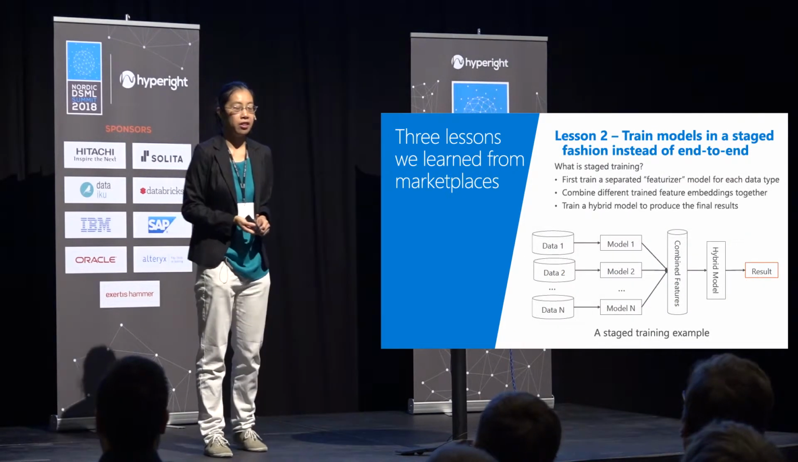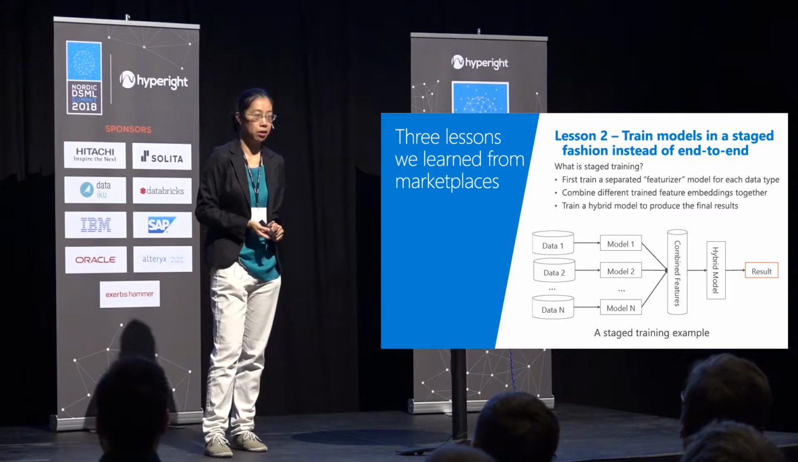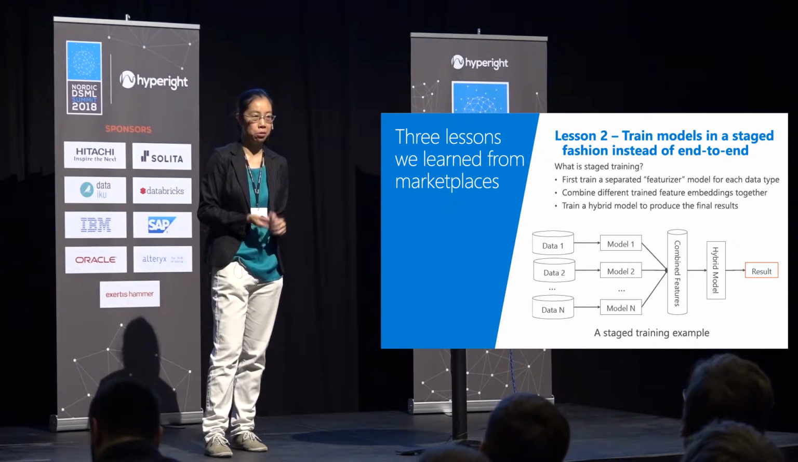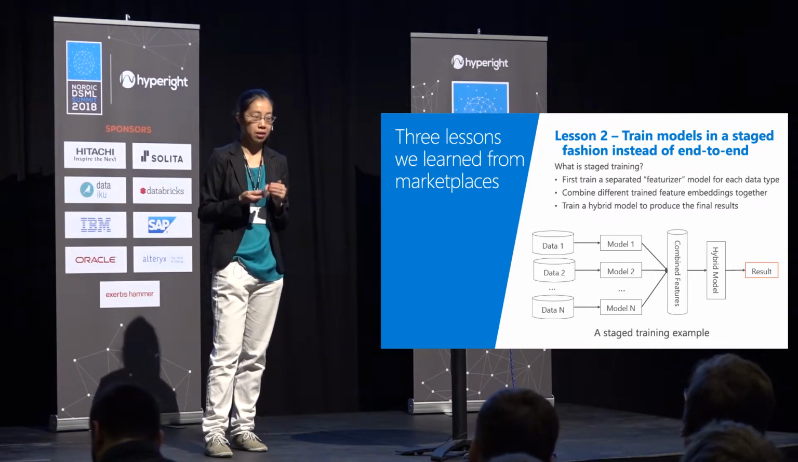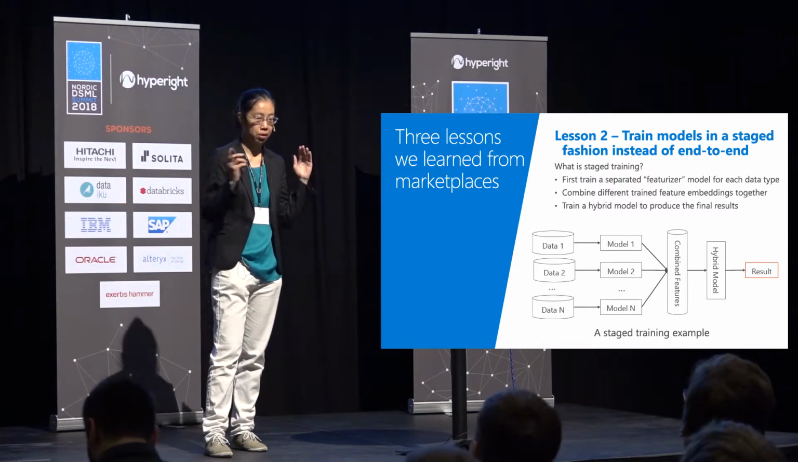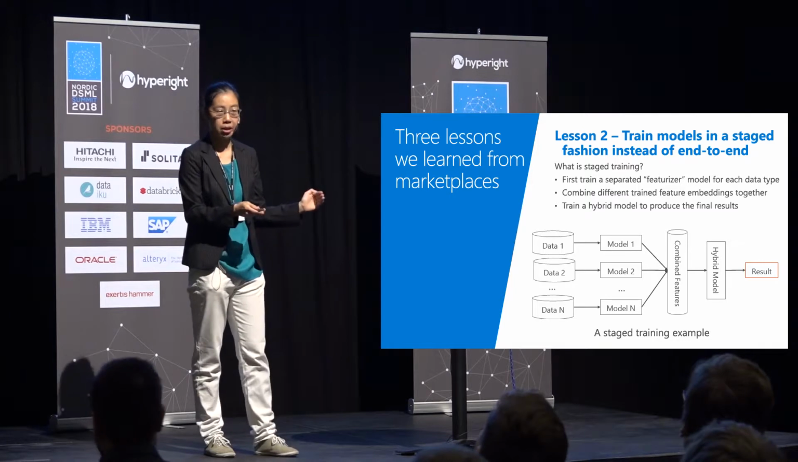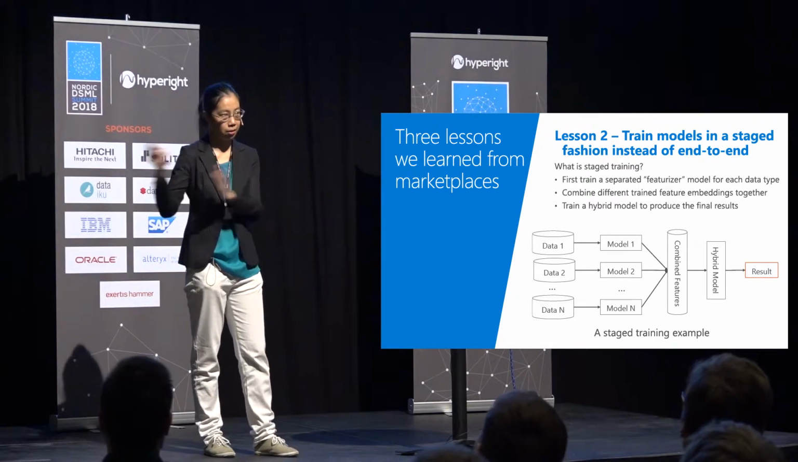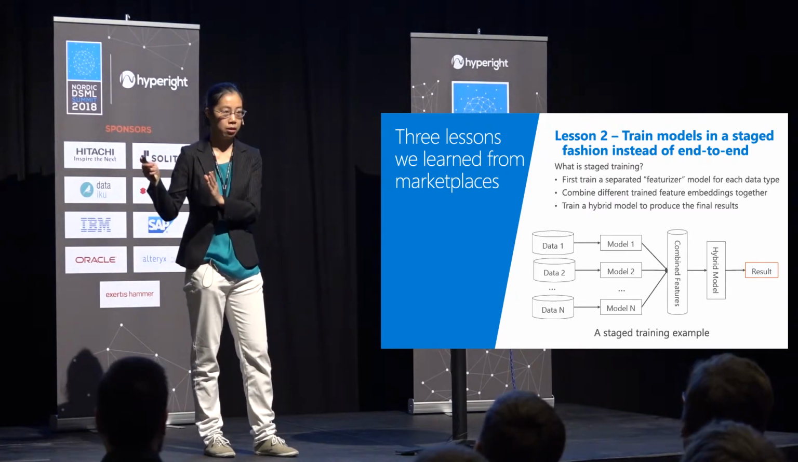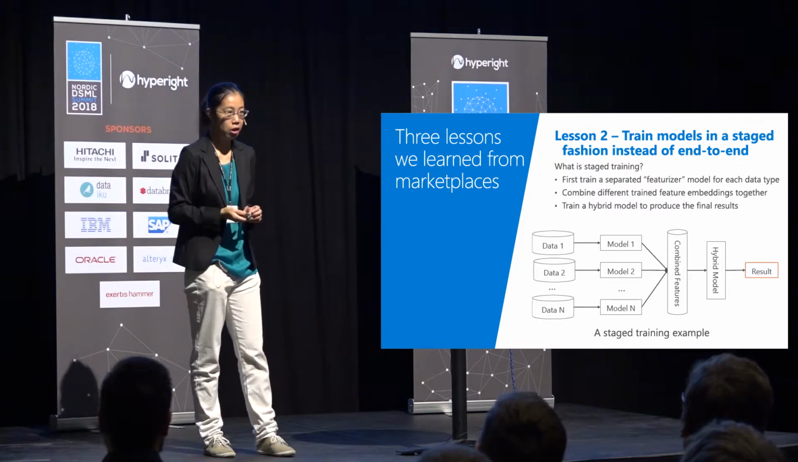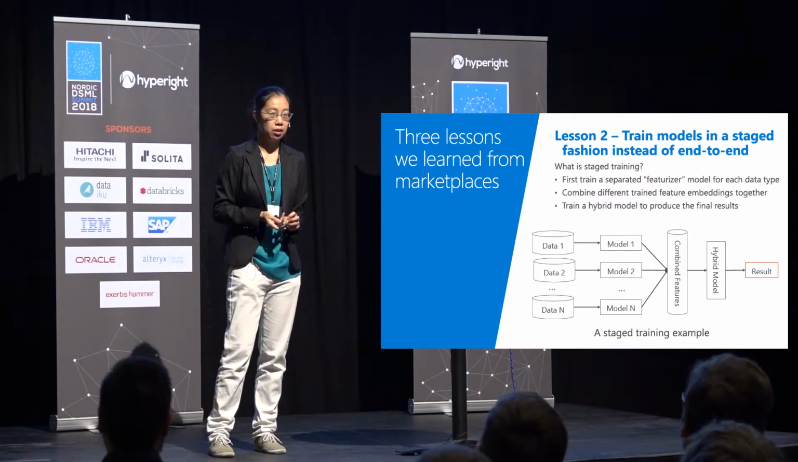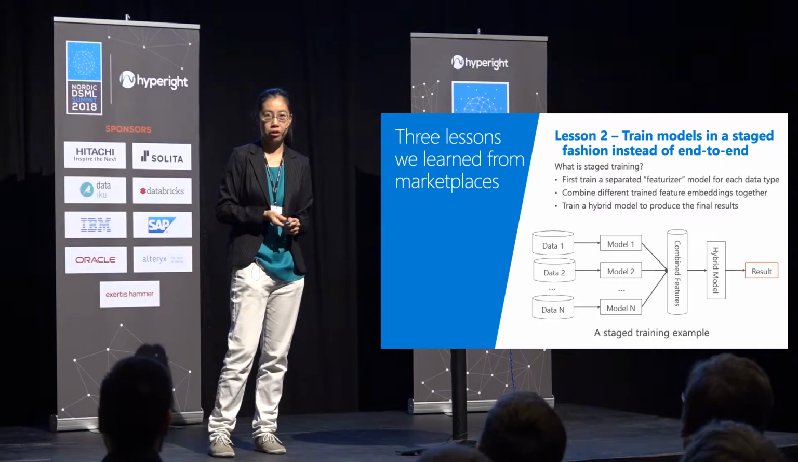The second lesson is about how we train the models. We use matrix factorization, but we also use more complex models. That is kind of a hybrid model using both the content features, like image and text, plus those user behavior matrix factorization features. When we combine them together, there are often two different ways of training the model.